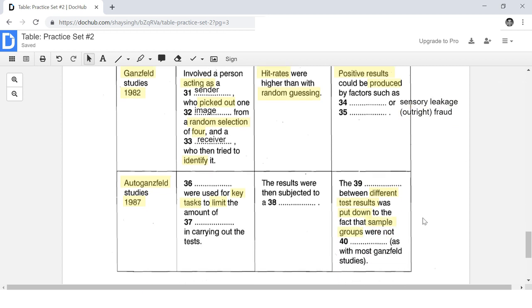Cool. So now let's move on down to our second study. It talks about Otto Gansfeld, 1987. Let's look for that first, and then once we've located this area, then we can look for these other keywords.